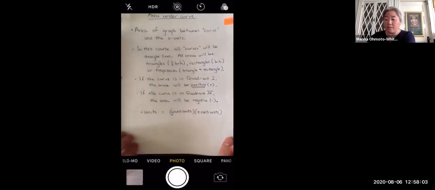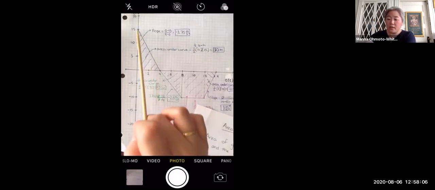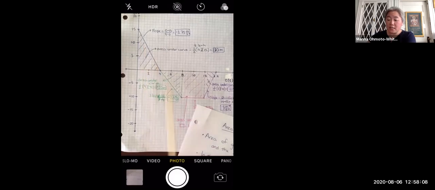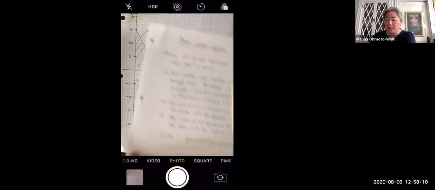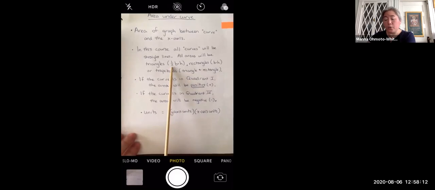So a recap, it's always from the line to the x-axis. And I'm going to be using either 1/2 base times height or base times height, or some combination. And the units are y-axis units times x-axis units.